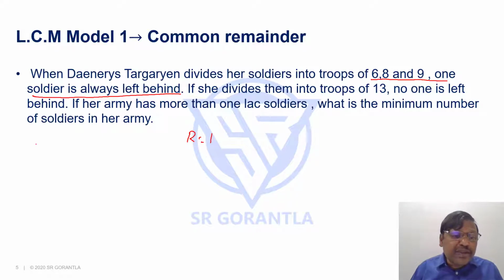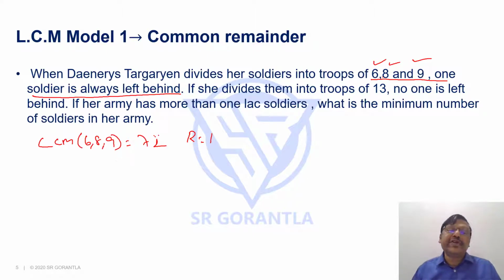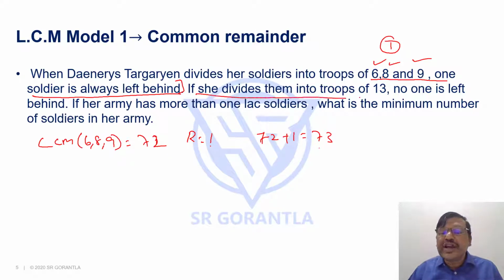First of all, what is the number that is exactly divisible by 6, 8, 9? The least number that is exactly divisible by 6, 8, 9 is their LCM. So what is the LCM of 6, 8, 9? You know how to calculate LCM, it is 72. But I want remainder 1, which means the least number that satisfies this condition 1 is 72 plus 1, 73. But my answer cannot be 73. There is a second condition. What is the second condition?